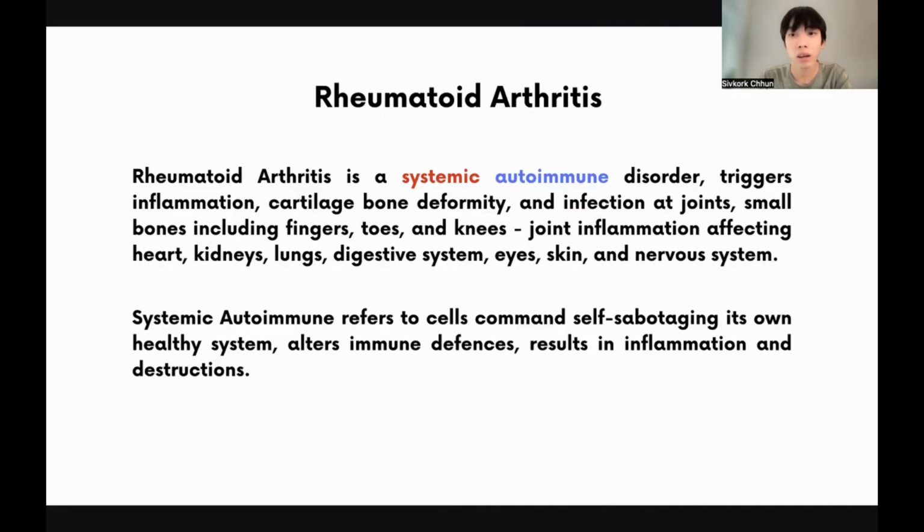So for any small joint in the fingers, toes, knees, or elbow, inflammation in this area can be identified as rheumatoid arthritis. And it's a systemic autoimmune disorder, which means the cells attack the body's own healthy tissue. So it affects the immune system and results in inflammation and bone destruction.